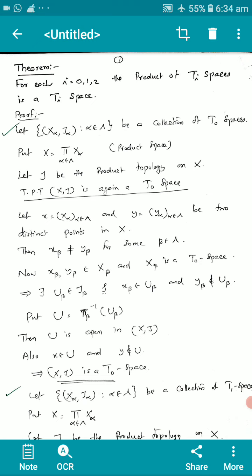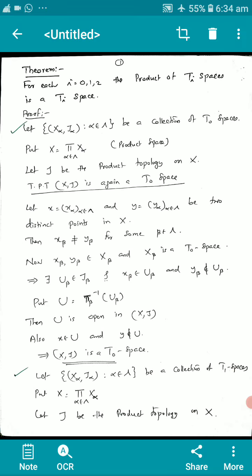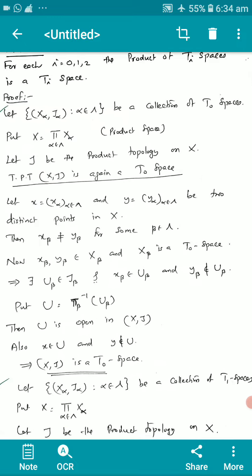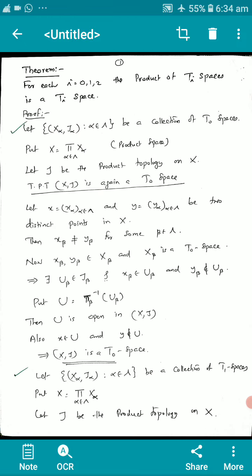Proof: we are taking the collection of T0 spaces, X alpha, alpha in the index set, to be a collection of T0 spaces, and the product space capital X equal to the product of X alpha. Take tau as the product topology on X. We prove that X is again a T0 space.